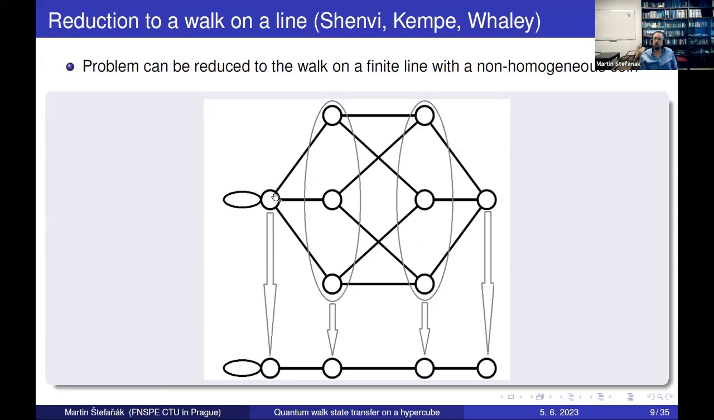So what you do is quite straightforward: you can group the vertices according to the distance from the marked vertex, and you reduce the problem from the hypercube to a walk on a finite line. The position on the line is given by the distance of the vertices from the marked vertex. So for an n-dimensional hypercube, we reduce it to a walk on a line of n plus one vertices, where we have the loop at the marked vertex. But the coin operators will now, on this line, be dependent on the position.